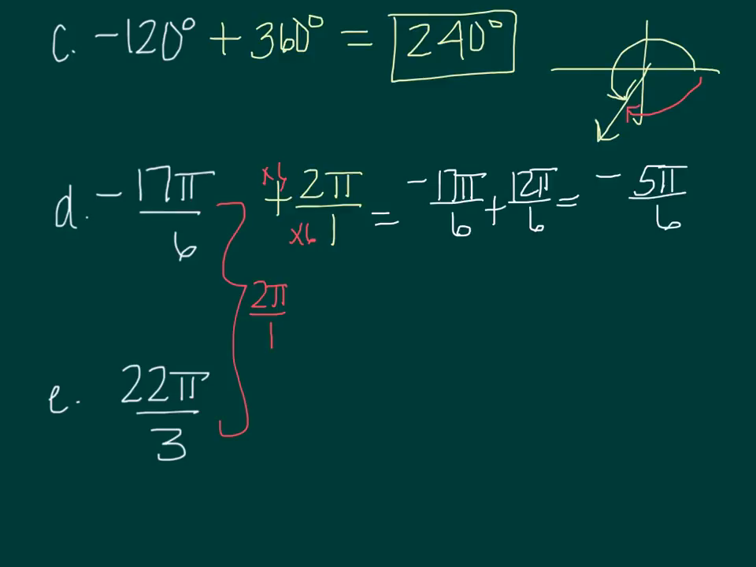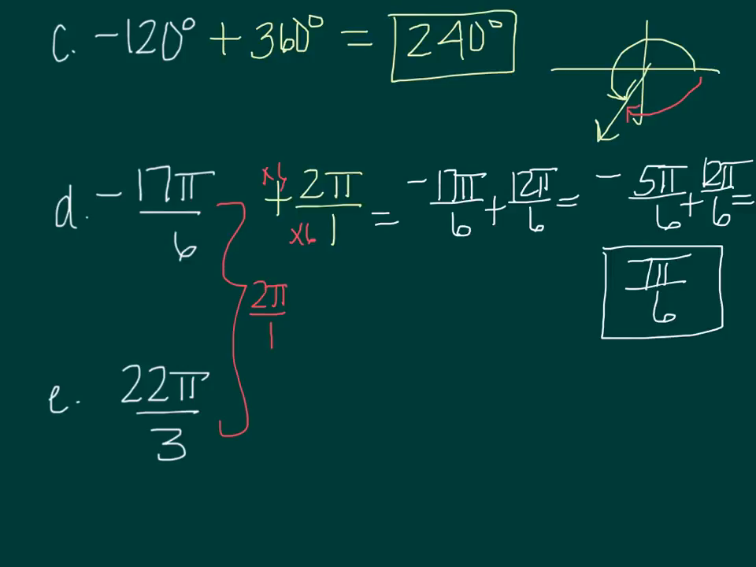Well, this is negative, and that means that we may have to do it again. So I'm going to add 12 pi over 6 again, because that's 2 pi. So sometimes you have to do it more than once. And that will give you 7 pi over 6. Well, 6 divides into 7 less than 2 times. So that's when you know that you have added or subtracted enough.